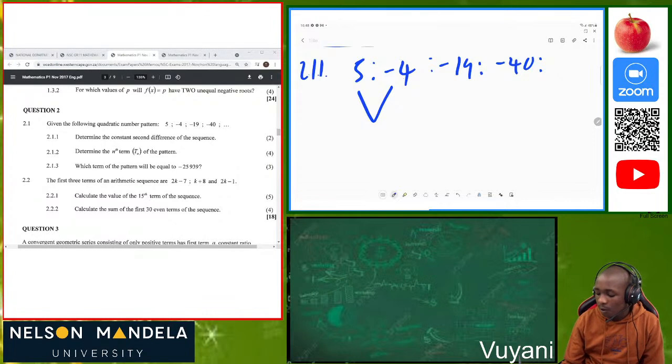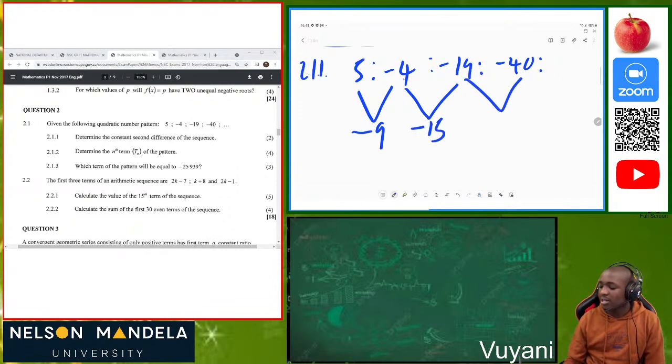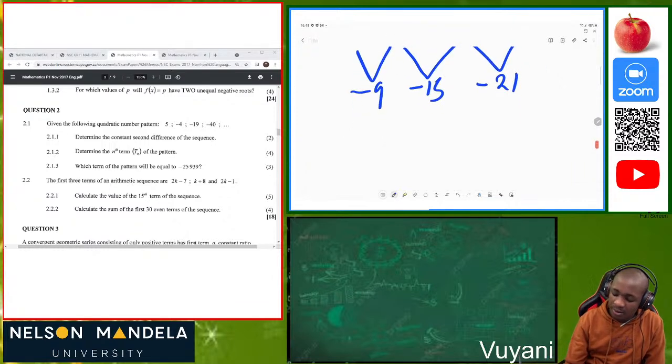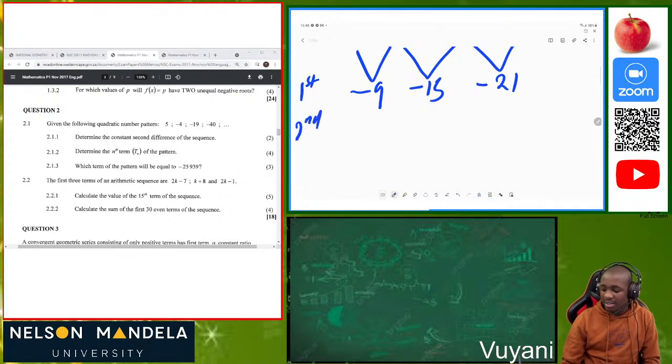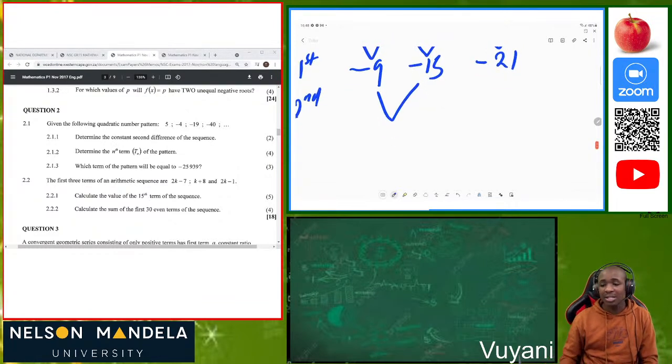So negative 4 minus 5 is negative 9. Then negative 19 minus negative 4 is negative 15. Now negative 40 minus negative 19, we get negative 21. So this is our first difference. But they didn't ask for the first difference, they want the second difference, because a quadratic pattern has a constant second difference.